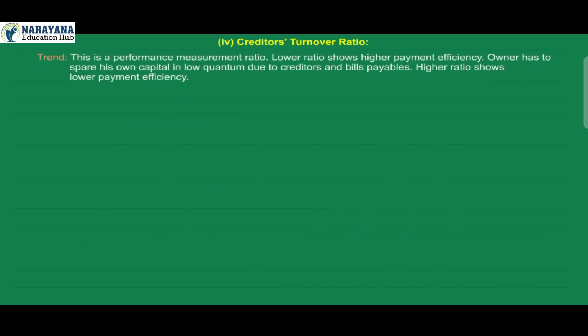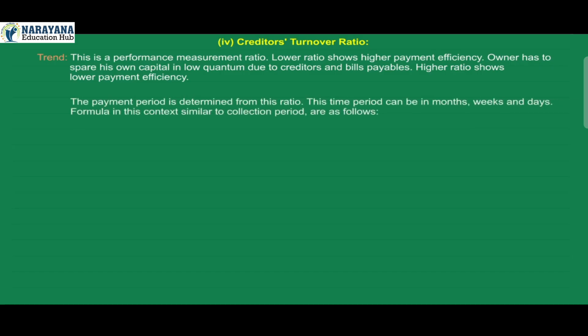Trend: this is a performance measurement ratio. Lower ratio shows higher payment efficiency. Owner has to spare his own capital in low quantum due to creditors and bills payables. Higher ratio shows lower payment efficiency. The payment period is determined from this ratio. This time period can be in months, weeks and days.